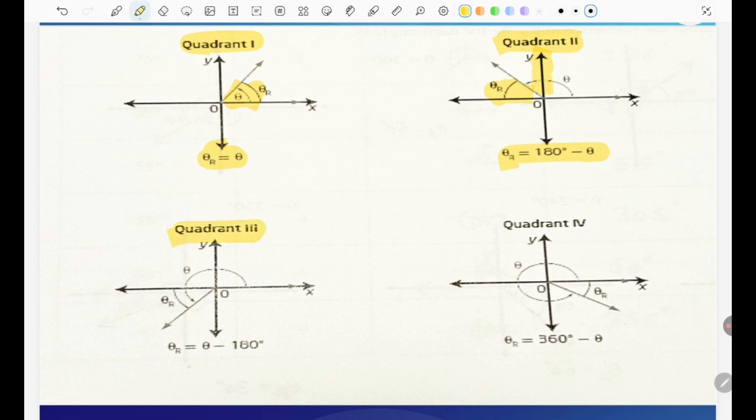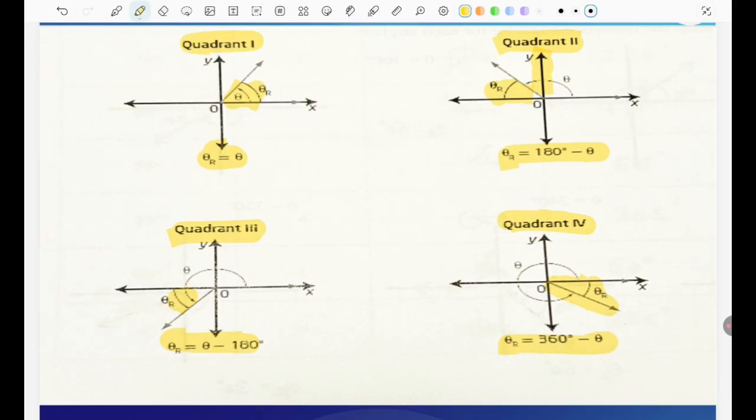Then you have quadrant 3, this is theta minus 180, because now we have a bigger angle than 180 degrees, so we get the negative answer. That's why we do theta minus 180 degrees. We can't use 270 degrees, I repeatedly say that. So here's our reference angle. For quadrant 4 we have 360 degrees minus theta, and we have that reference angle over there. So that's how we can make the angles.